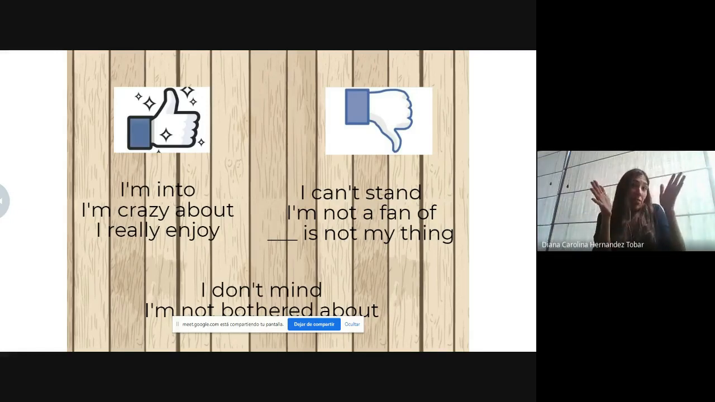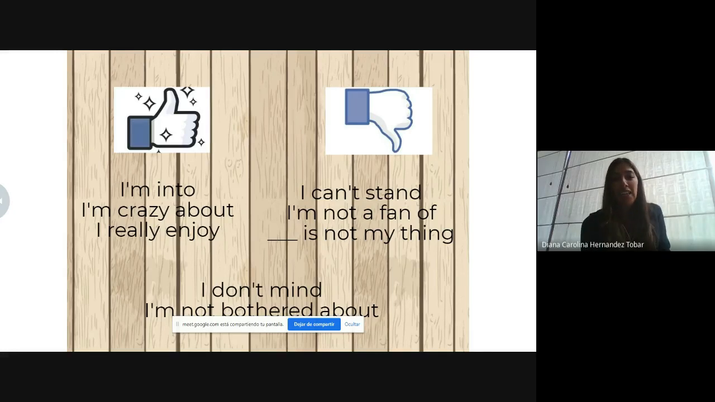Now, what is in the middle? Because sometimes you don't really like or love doing something, but you don't dislike it, right? So it's like in the middle. It's okay to you, right? So we have I don't mind and I'm not bothered about. The last expression, I'm not bothered about, is more British. That's more used in British English.